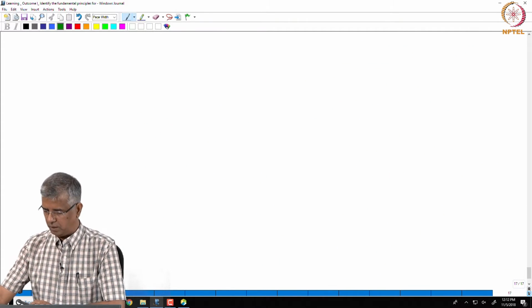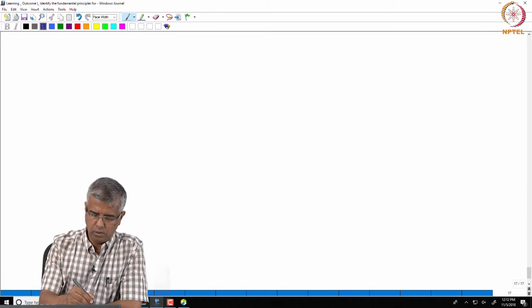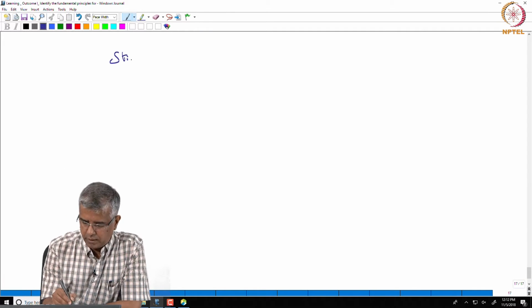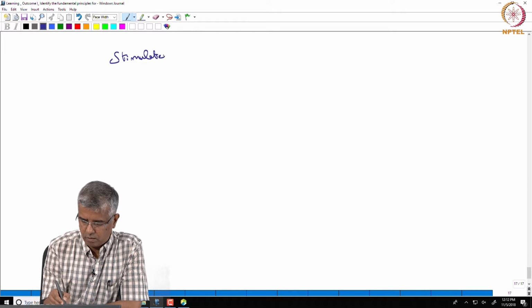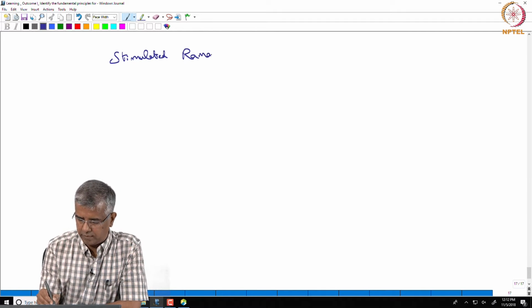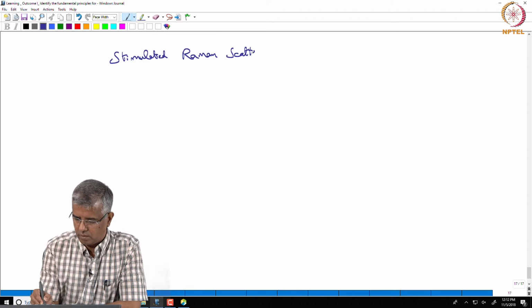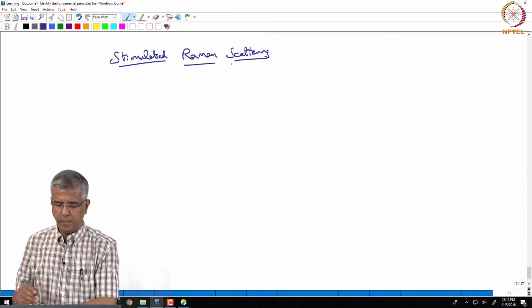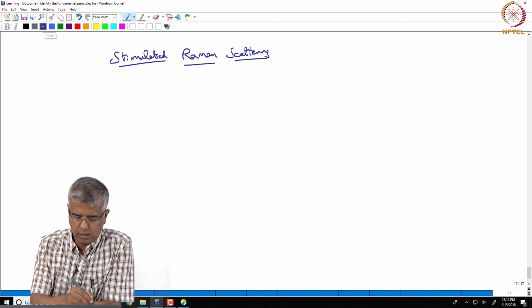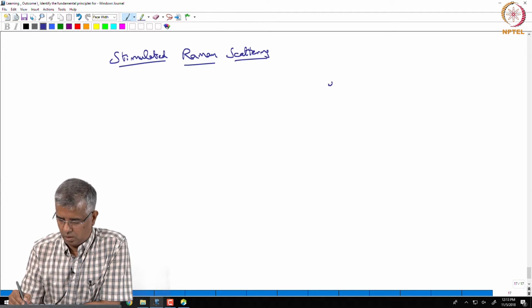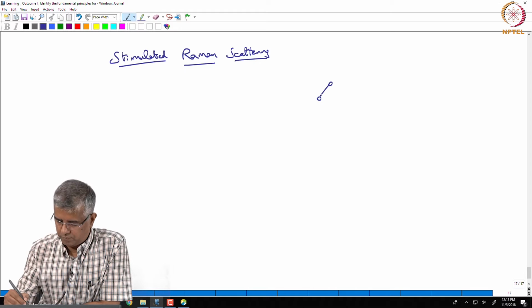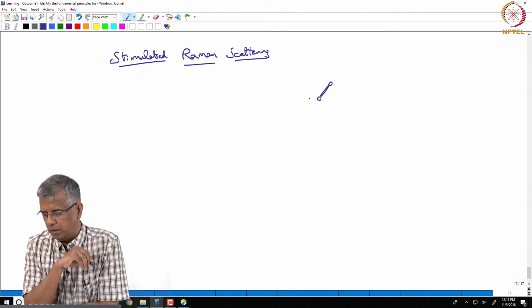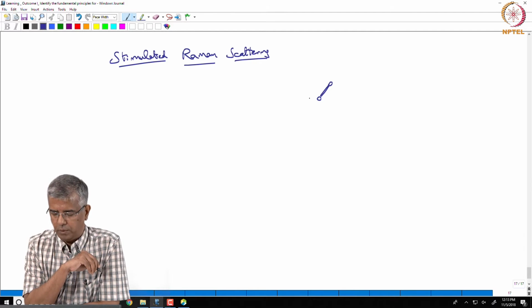So, now we will move on to this other topic, which is we will look at stimulated Raman scattering. So, what is Raman scattering in the first place? When light is incident on a molecule, which is basically two atoms sharing a bond between them.